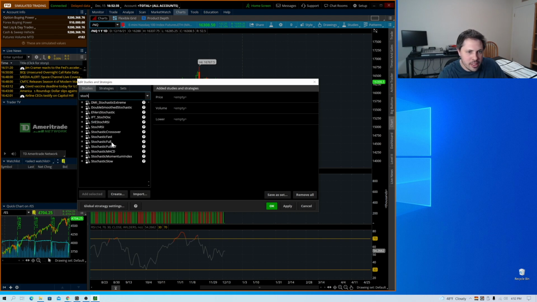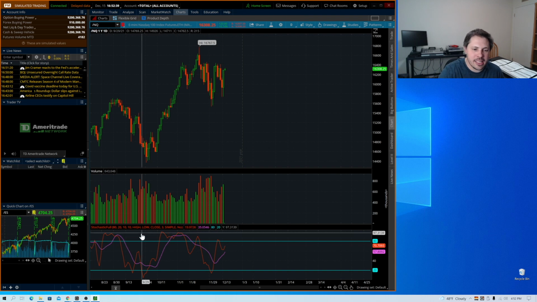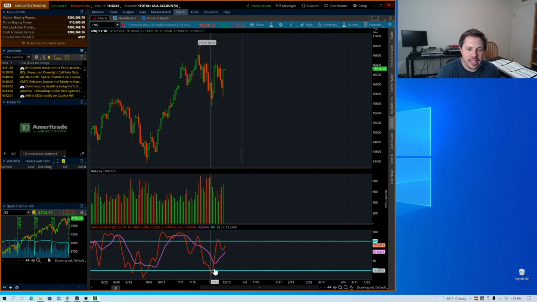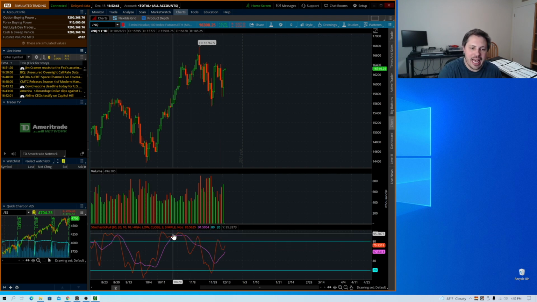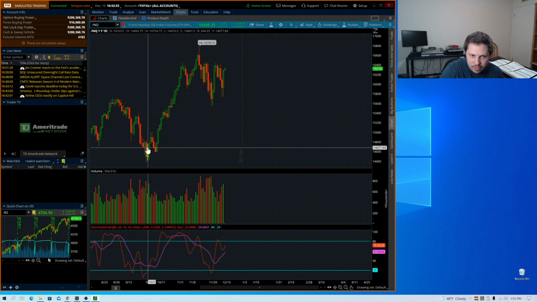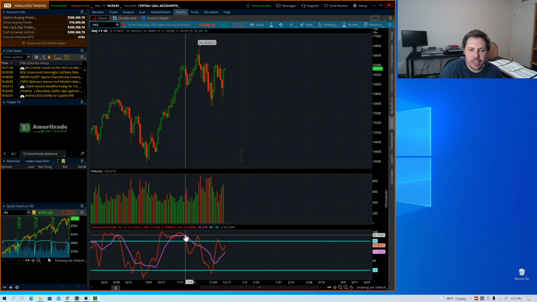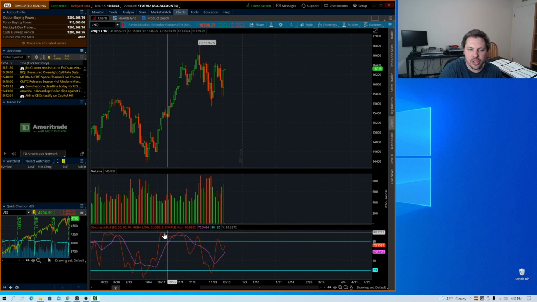Okay, so another one. If we come into the studies here, I'll exit that and type in, we'll grab this stochastic full. And again, this is another indicator that can potentially be used as a leading indicator. Same sort of thing. Here it trades down into this oversold, and we could have taken a long position, and then it comes back up here into the overbought, and again we could have taken short positions up here.